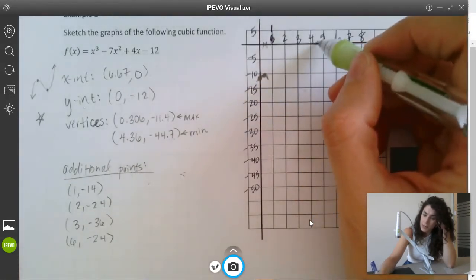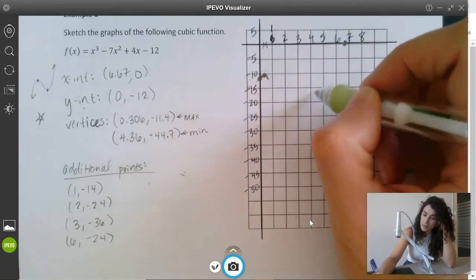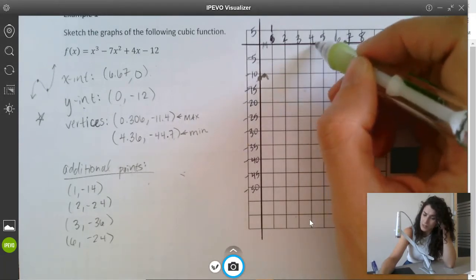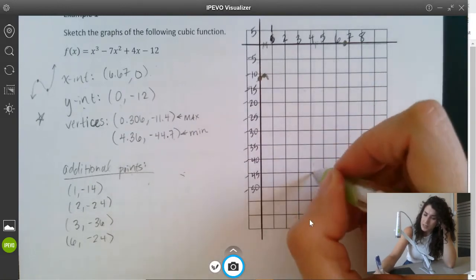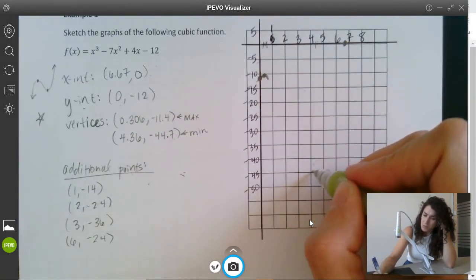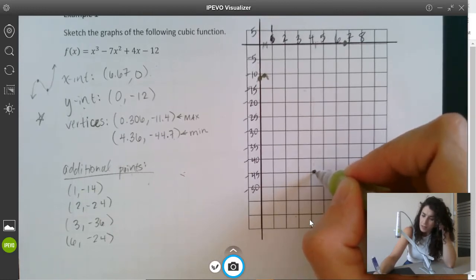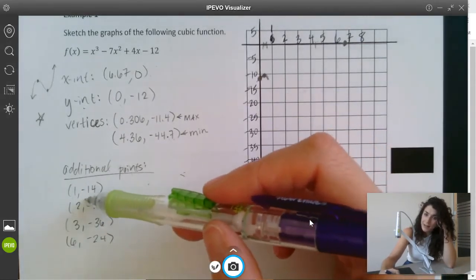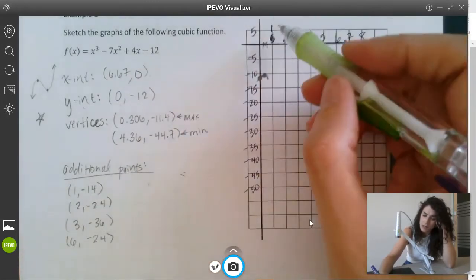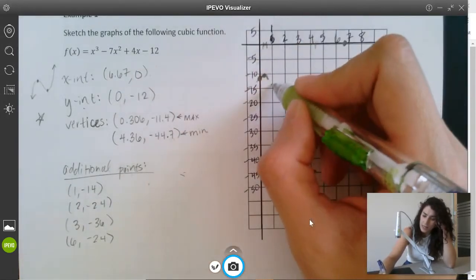And then 4.36, -44.7, which is like pretty darn close to -45. So I'm going to put it like here-ish. Not exact, and these points aren't nice, right? So this is why I grab my nice points. Okay, well, an additional one would be 1, -14.